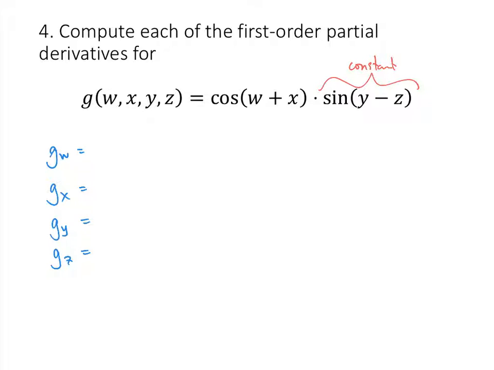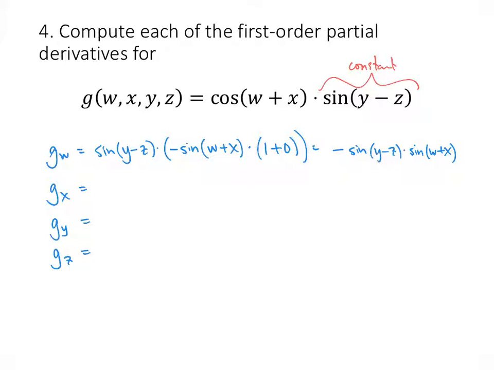And so the derivative of this function is going to have the sine of y minus z just be a constant multiple that hangs out. And then we take the derivative of cosine of w plus x. That's not a constant because it has a w inside of it, and the w is what we're treating like a variable. So the derivative of cosine of anything is the minus sine of that thing multiplied by the derivative of the thing. And in this case, the derivative of w plus x is the derivative of w plus the derivative of x, which is 1 plus 0. So that's going to be negative sine of y minus z times the sine of w plus x.